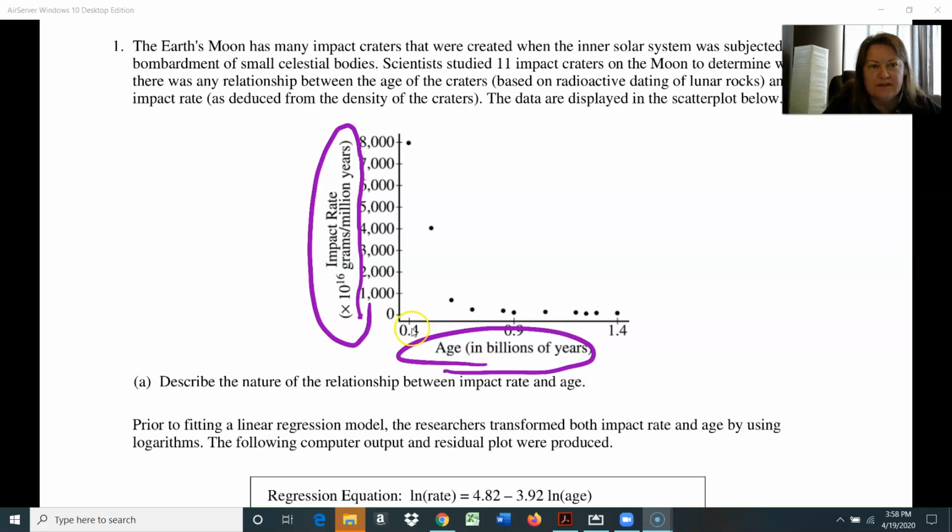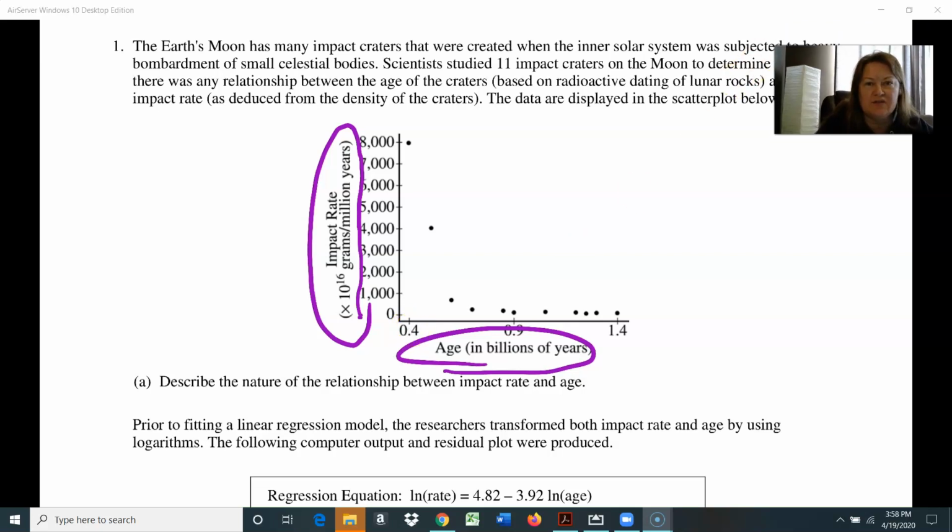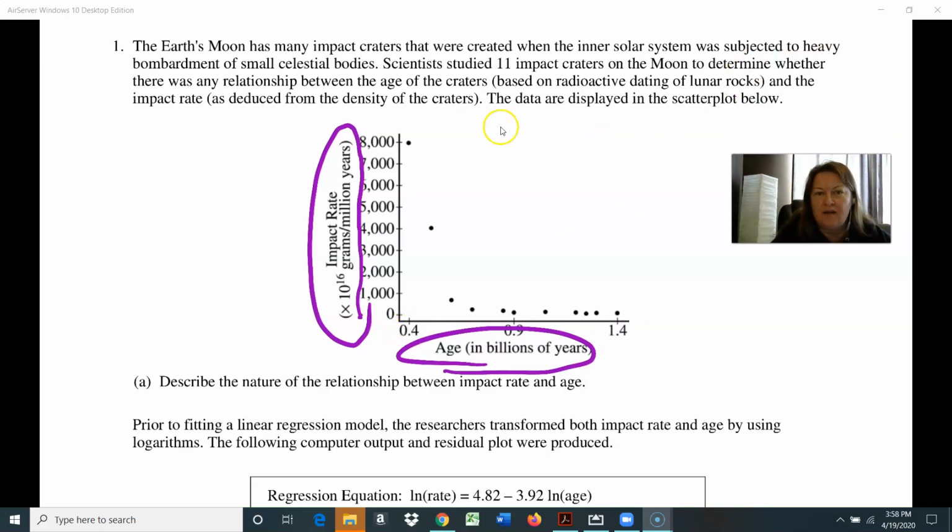Possibly the early age ones. So how did they determine what the age of these were? Scientists studied 11 impact craters on the moon to determine whether there was any relationship between the age of the craters. So the youngest craters had a much higher impact than the older ones. That would kind of make sense, right? Like if something hit just recently, it would possibly make a bigger crater hole. They're saying it's a bigger impact, and the older the crater, possibly the lower the impact rate.